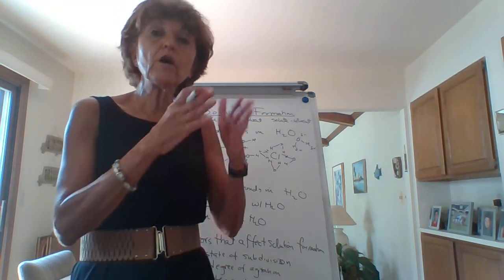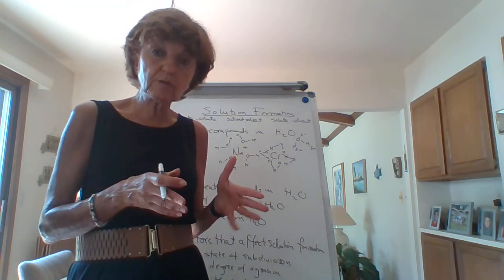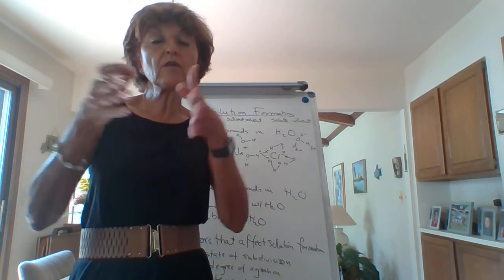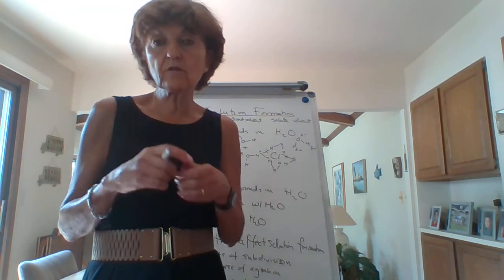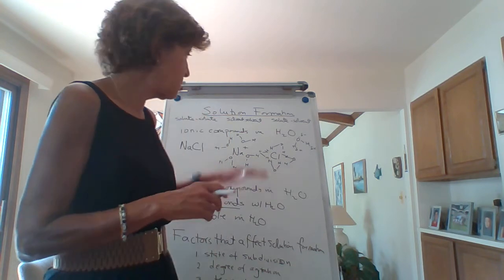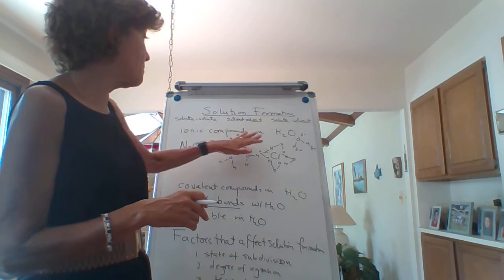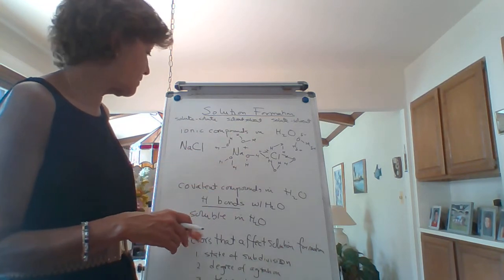Same scenario. You have to break solute-solute hydrogen bonding, break solvent-solvent hydrogen bonding, and then you're going to be creating solute-solvent hydrogen bonding. All right? So that's how solutions are formed, whether it's an ionic compound in water or a covalent compound in water.